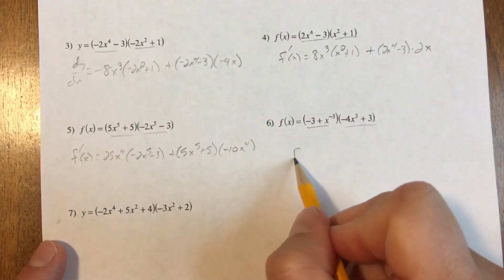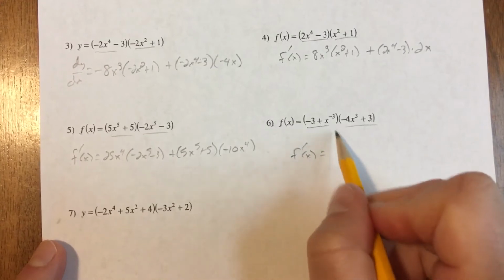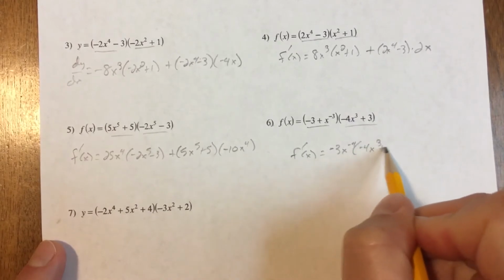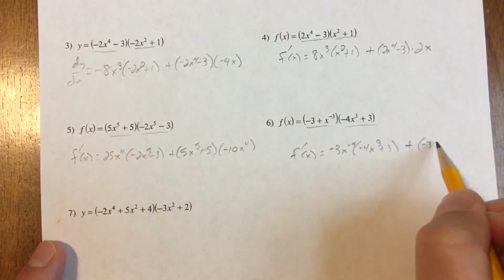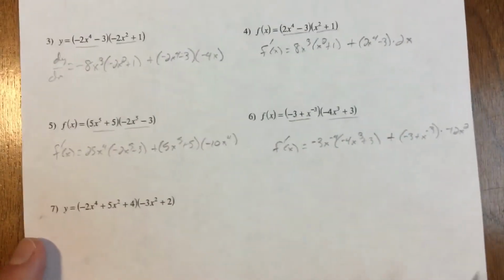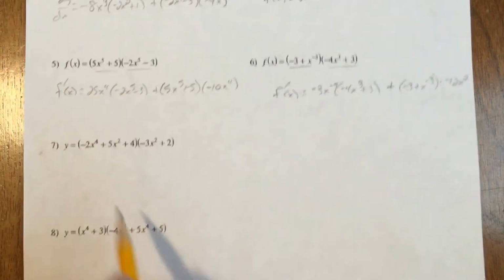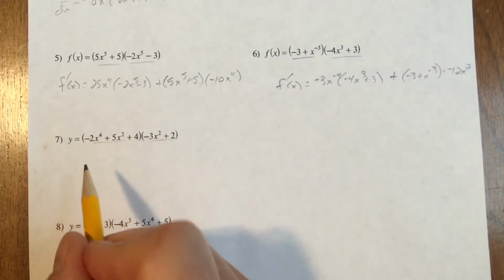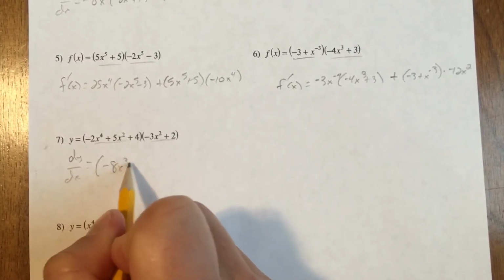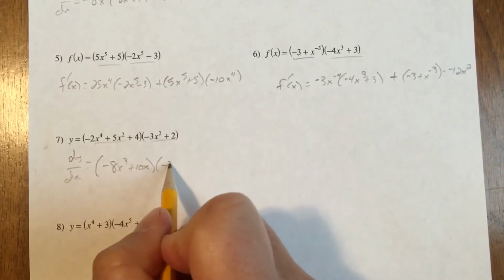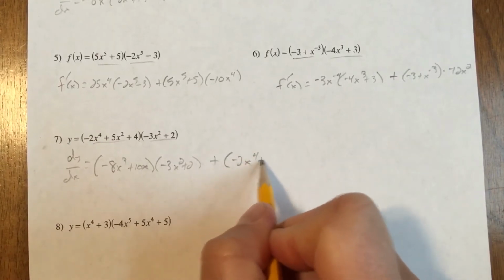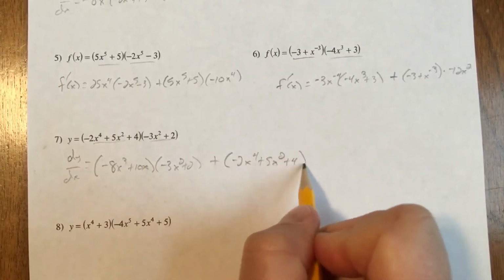Here's our two multiplying together on this one. So the derivative would be negative 3x to the negative fourth. Leave this alone. Plus, now leave this one alone, times negative 12x squared. For number 7, they're just a little longer, but it's the same idea. Got two things. I'm going to take the derivative of the first, which is negative 8x cubed plus 10x, times this one as is, plus, leave the first one alone, times the derivative of the second.